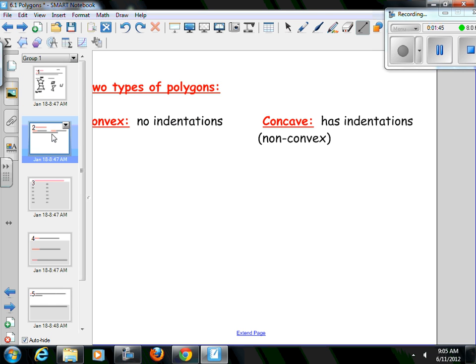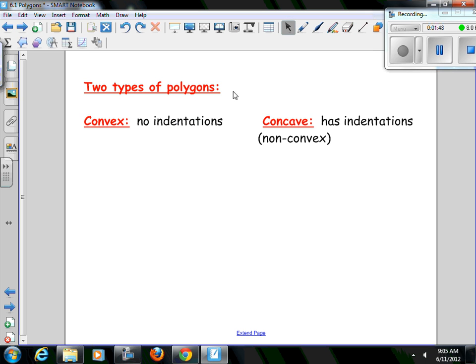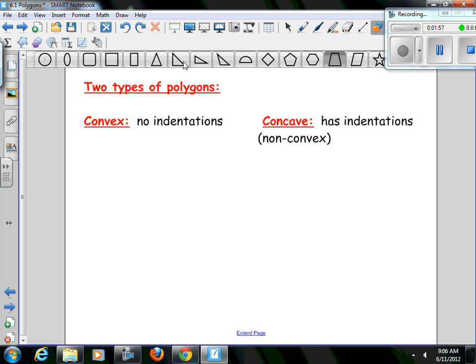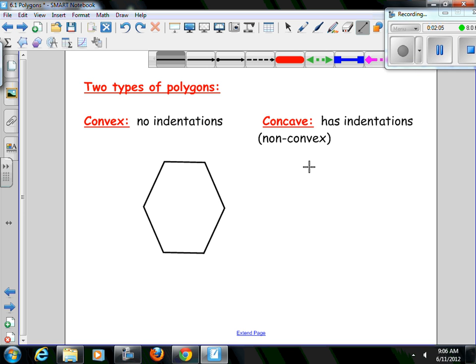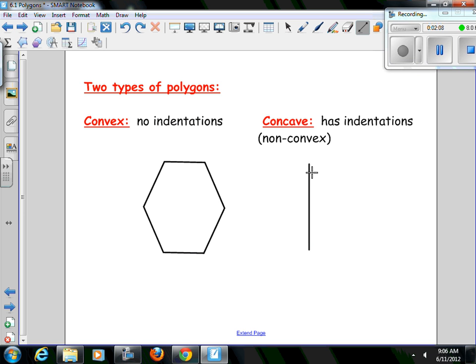Next page. There are 2 types of polygons. There are those that are convex and those that are concave. A convex polygon has no indentations. So something like this has no indentations in it. Let me draw you an example of something that does have indentations and would be concave. Something, say, like this. This has an indentation here. That is concave. Sometimes it's called non-convex. So let's move on.